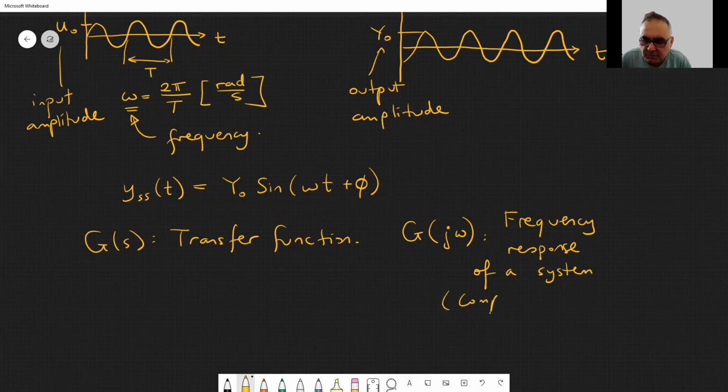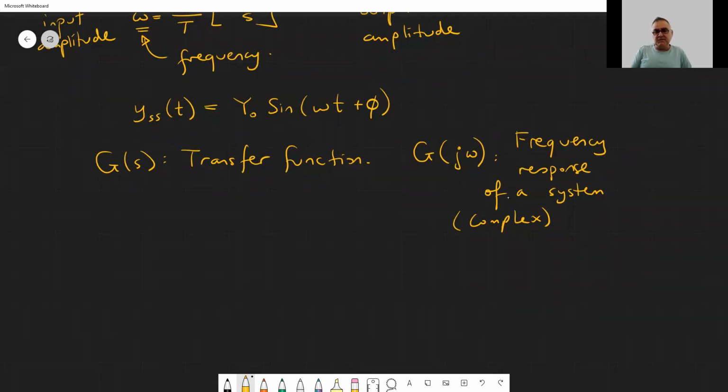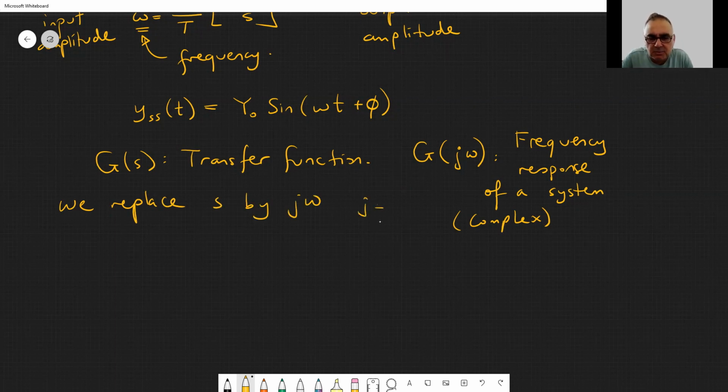Now, this is a complex quantity, as you can guess. Now, why do we replace s by j omega? Well, you can see that in that video I have uploaded. I don't have too much time, but if you are interested, just watch that video to see why we replace s by j omega. So we replace s by some quantity called j omega. j is the square root of minus 1. Omega is the frequency which we have been using, this one.